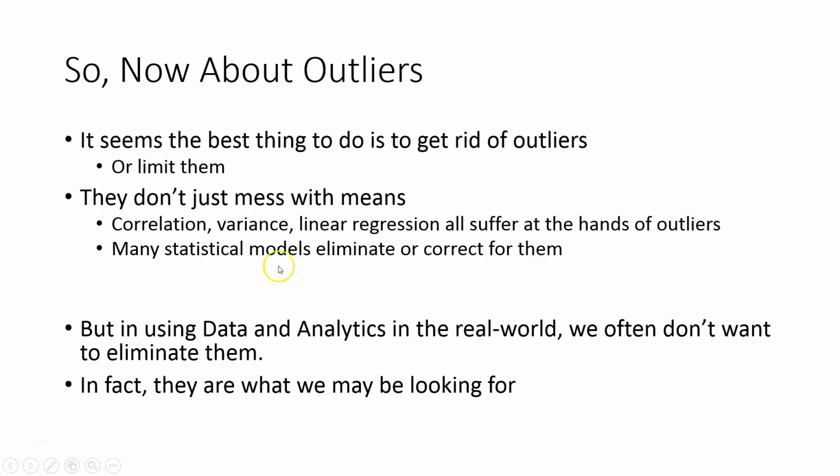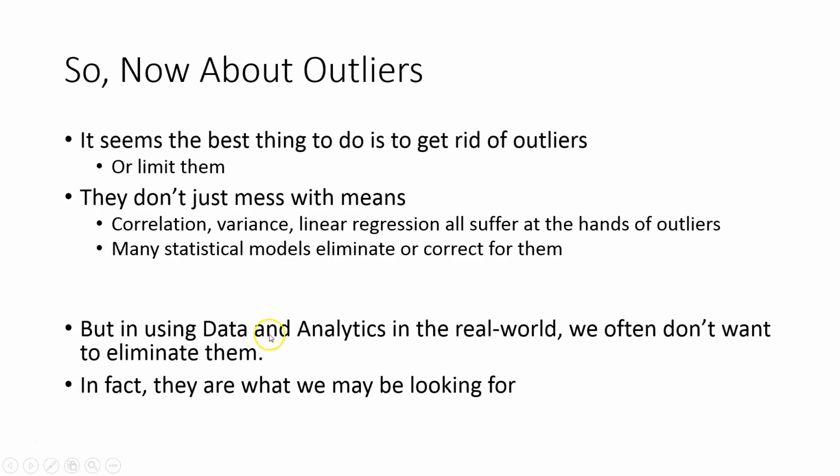And many statistical models are actually designed to eliminate them or correct for them. You'll see that statistical models will look at each data point and will assign each data point an error or an error bar. And if the error bar is wide, then you tend to discount that data point. The outliers oftentimes will get wide error bars, so they'll get eliminated from the analysis anyway.